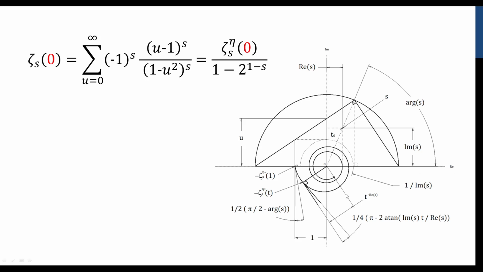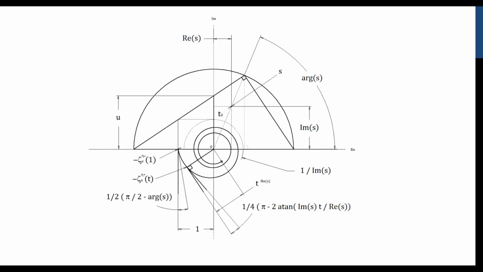Okay, but look at that line right there. It is t to the power of minus the real part of s. It is governed by that, and the radius of where the spiral begins is governed by the imaginary part. So this is kind of neat, I think.